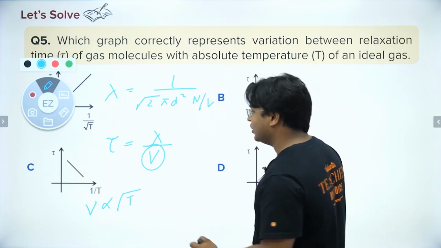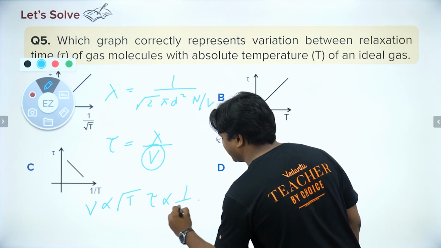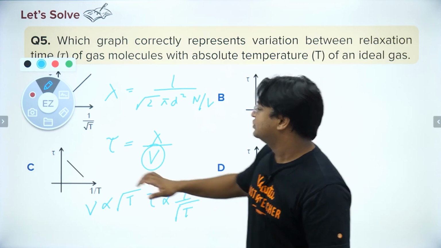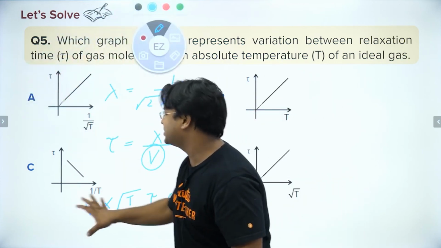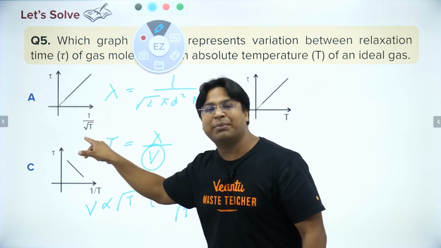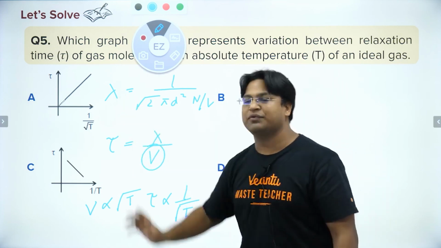So this relaxation time happens to be inversely proportional to the root of temperature. That's it. So from among the options given to us, if I draw a graph of relaxation time versus 1 by root T, then this graph is going to be a straight line passing through the origin. So option A would be the correct one here.